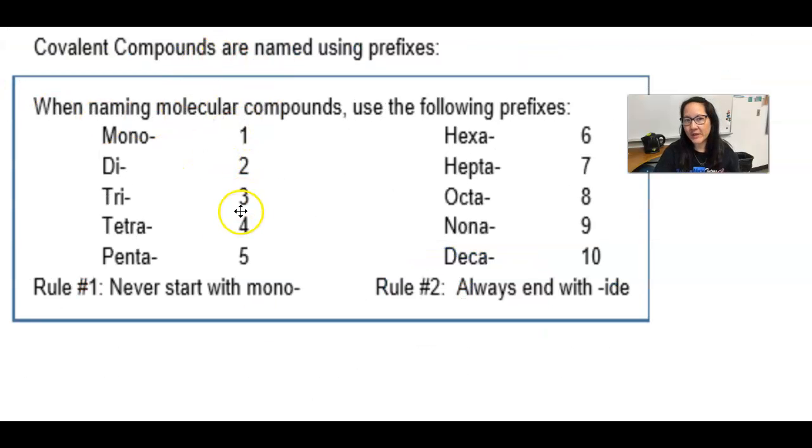There are prefixes that you're going to have to memorize in order to name covalent compounds. They are mono, which is 1, di, 2, tri, 3, tetra, 4, penta, 5, hexa, 6, hepta, 7, octa, 8, nona, 9, and deca, 10. There are only two rules. You never start the name with mono, and you always end the name with a suffix of "ide," I-D-E.